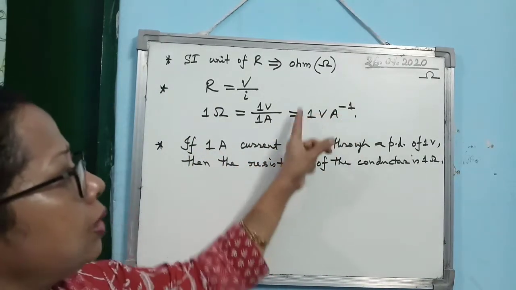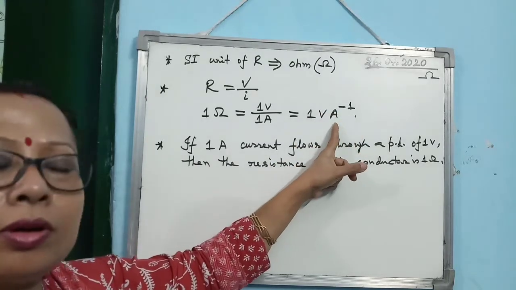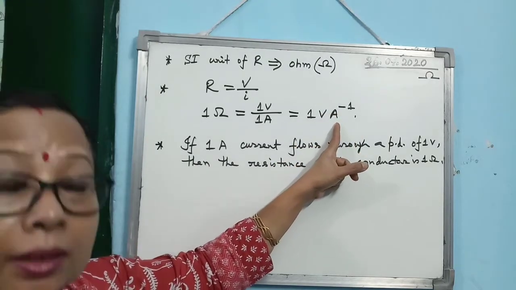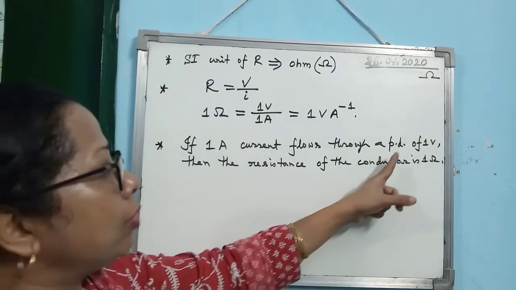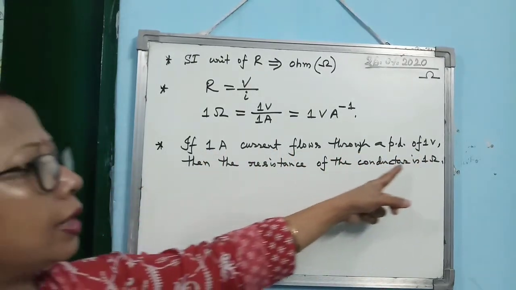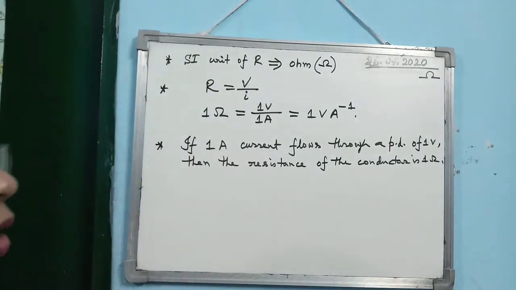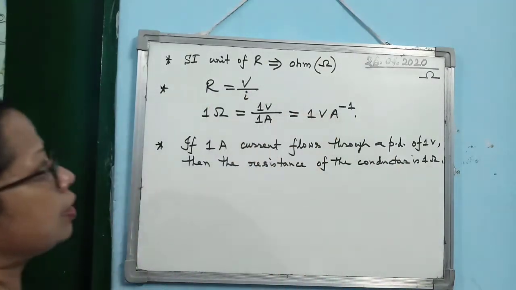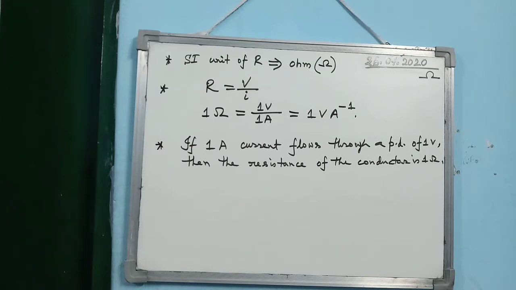You see, from this only I am writing. How much current is flowing? 1 amp. And what is the potential difference? 1 volt. So if 1 amp current flows through a PD of 1 volt, then the resistance of the conductor is 1 ohm. So the SI unit of resistance and how you can define ohm, that also you must learn. Clear?